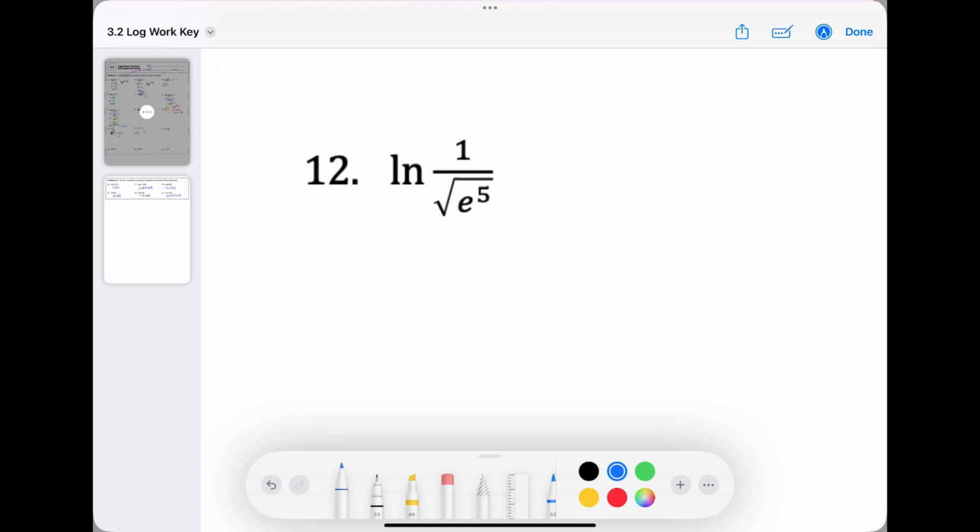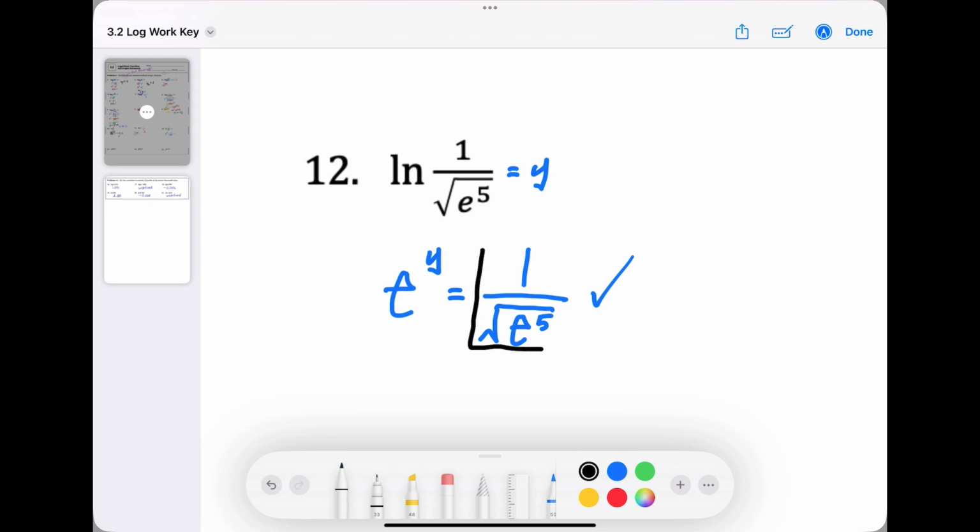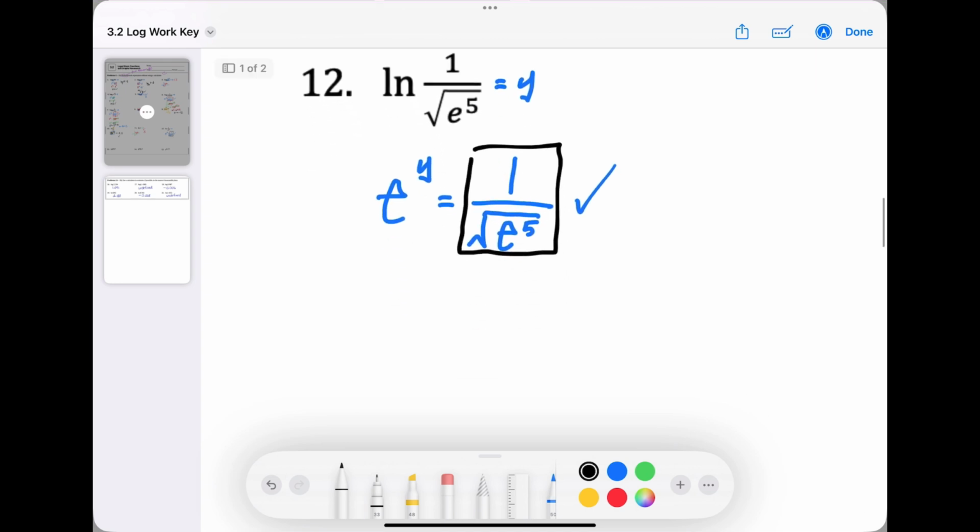All right, 12, the same thing. Natural log, so you know that. What do I do? Well, set it equal to y. So all about the base. You know that the base is e. So e to the power y should equal this ugly number. I know, but it's just a number, okay? Now, all about the base. Before I reach my base, I don't like the fraction. So this becomes the negative power. So I can write this as the square root of e to the power 5, all to the negative 1.